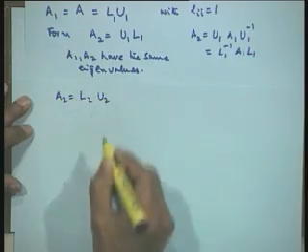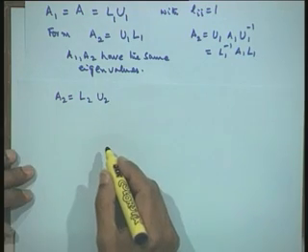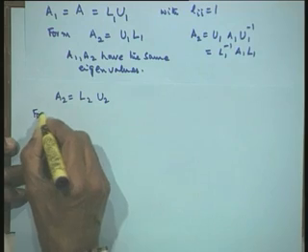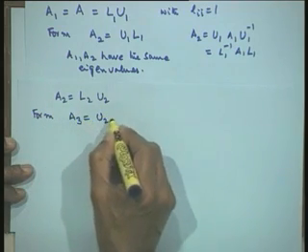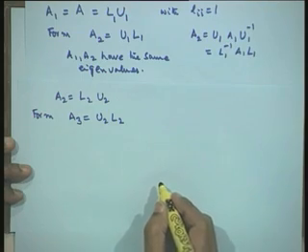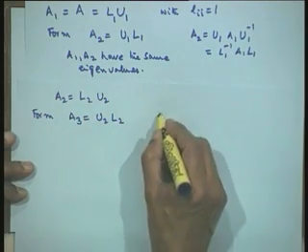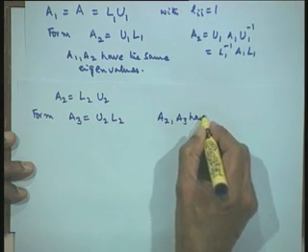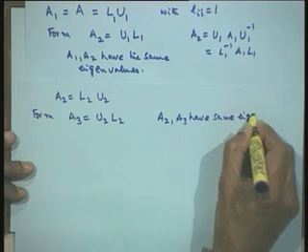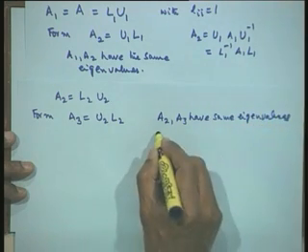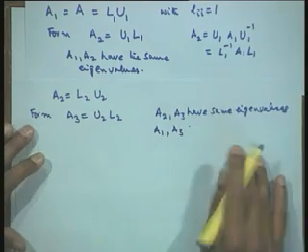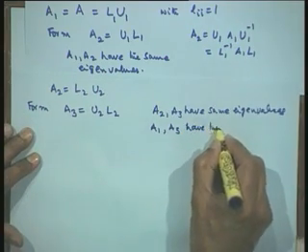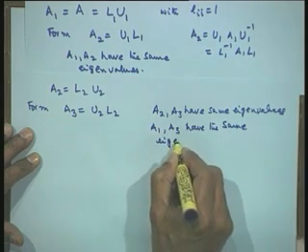Now, what do I do? I multiply this U1 and L1, and again decompose it. So, I would again write this A2 as L2 U2. So, decompose again. Now, again form A3 as U2 L2. Now, by definition A2 and A3 have the same eigenvalues. That means A1 and A3 have the same eigenvalues.